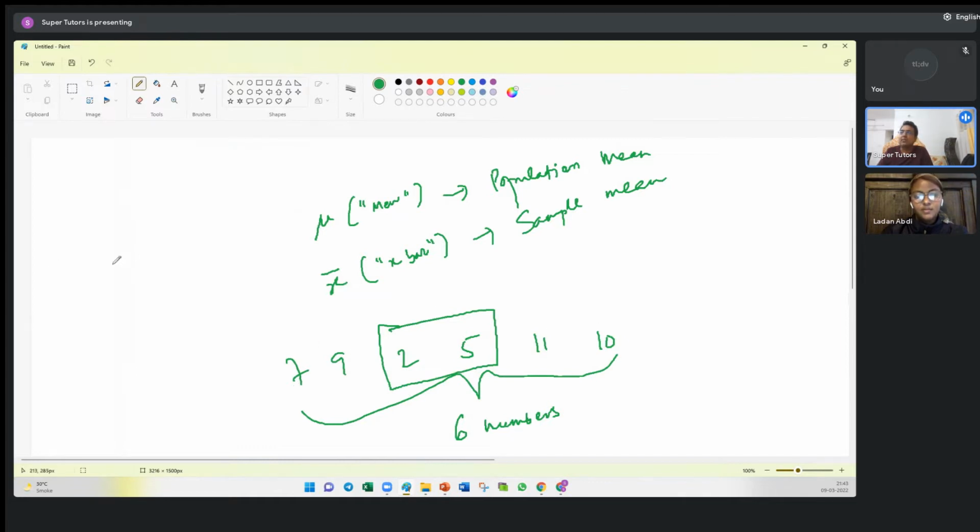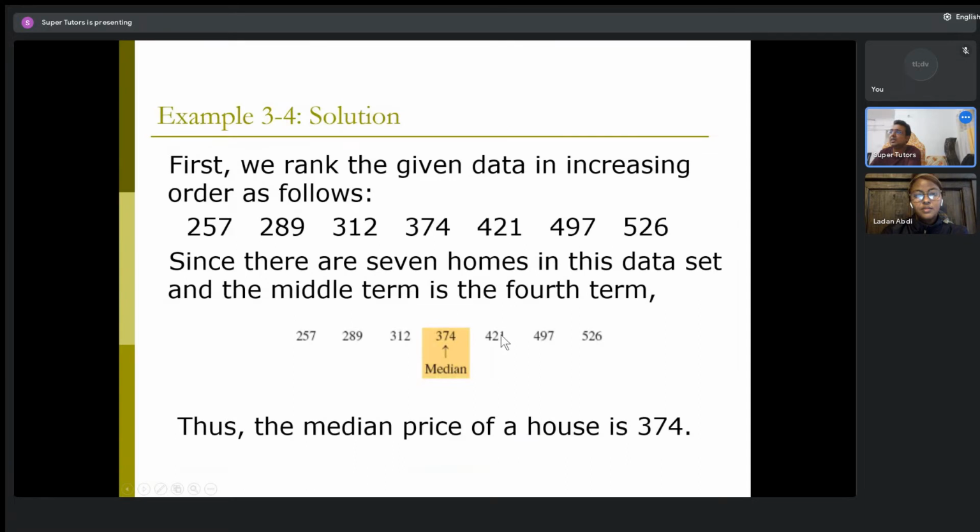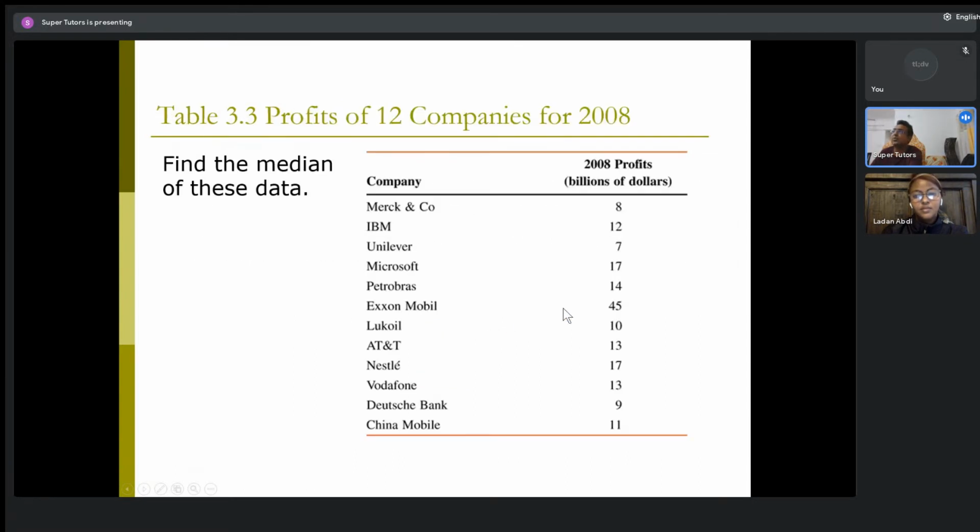If you have an odd number, like in our example, then of course the seventh for seven terms, for example, you have one middle term. So you just grab that. But the question is, what do you do when there's an even number of numbers? So I have 12 companies here. 12 is an even number, right? So again, I will have two middle terms.